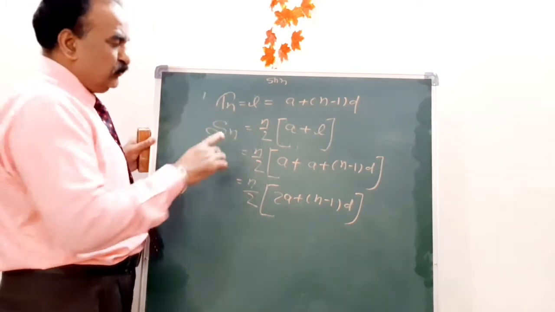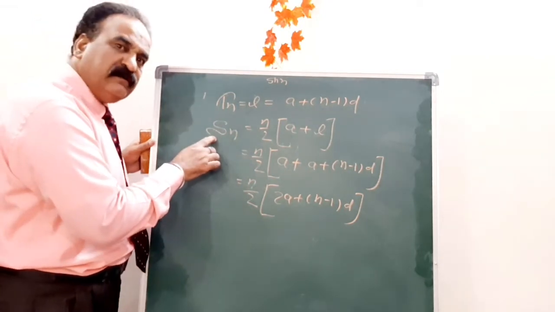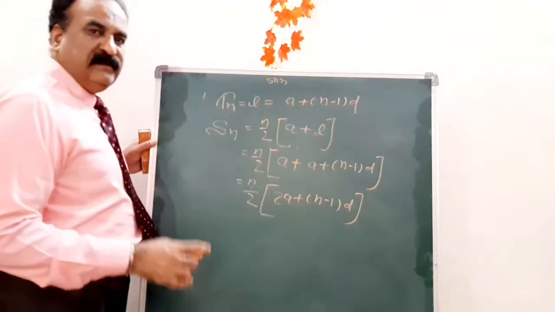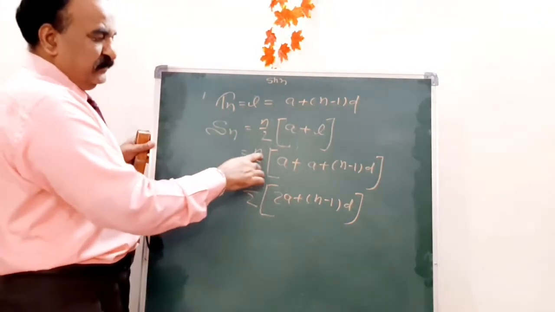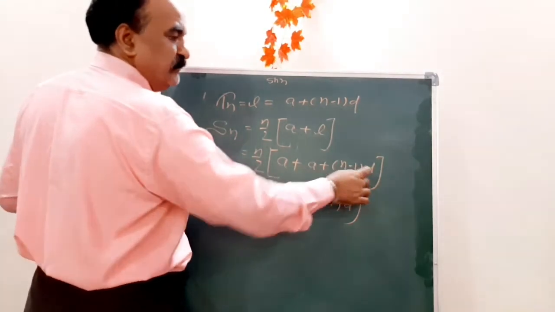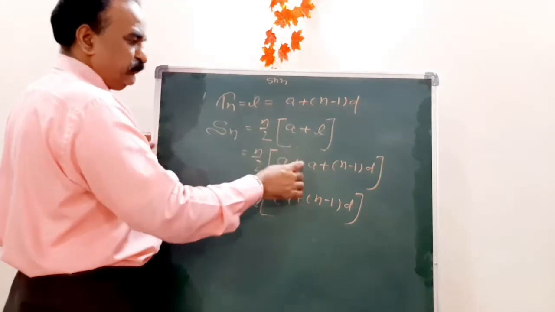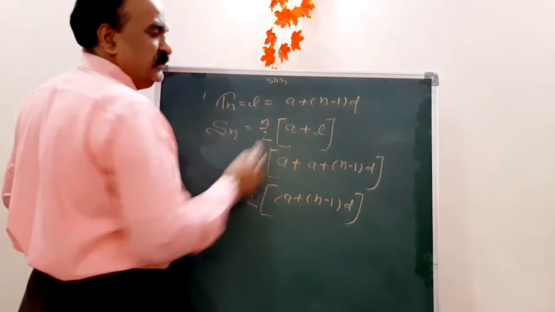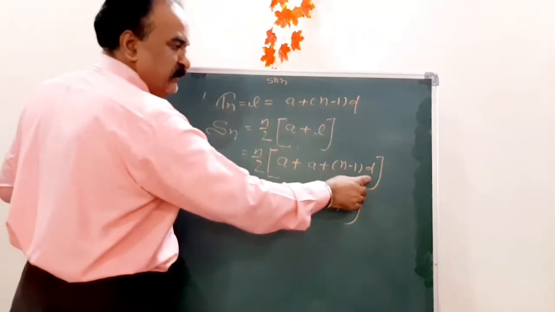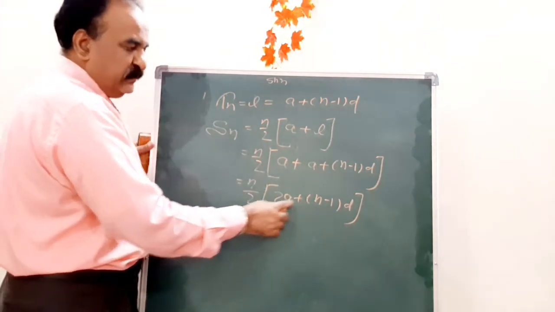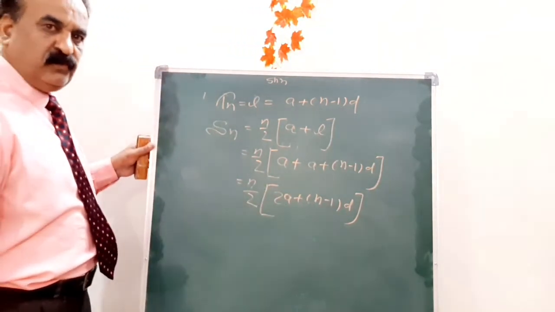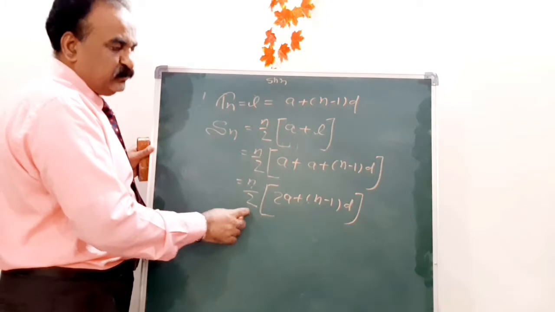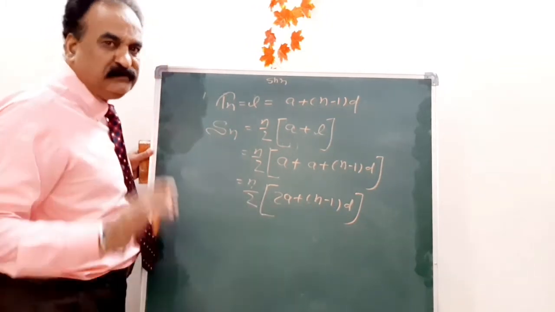If the last term is given to you, it means Sn. What is S? S stands for sum. N means number of terms. N by 2 into bracket A plus L, where L is the last term. And here n by 2 into 2A plus n minus 1 into D, because L is equal to Tn, the last term, which is A plus n minus 1 into D. So A plus A becomes 2A plus n minus 1 into D. Okay. Now this is the formula to find the sum of the n terms: n by 2 into 2A plus n minus 1 into D. I hope this is clear to you.